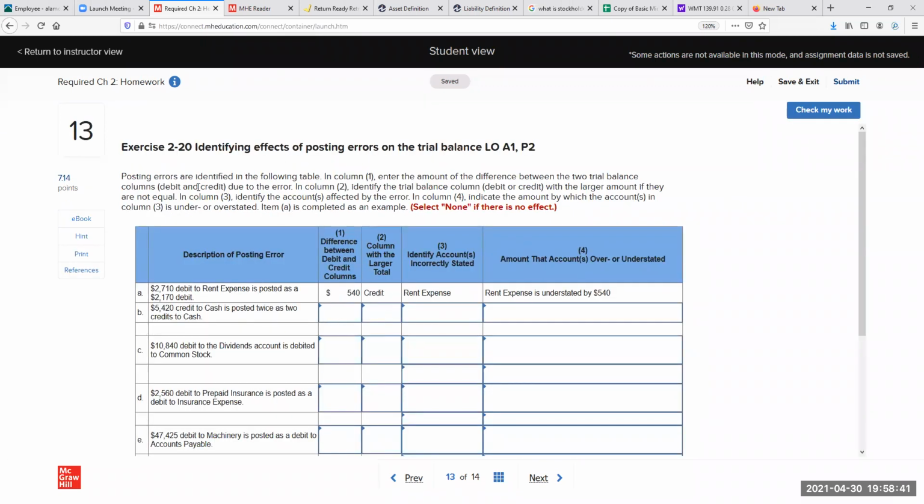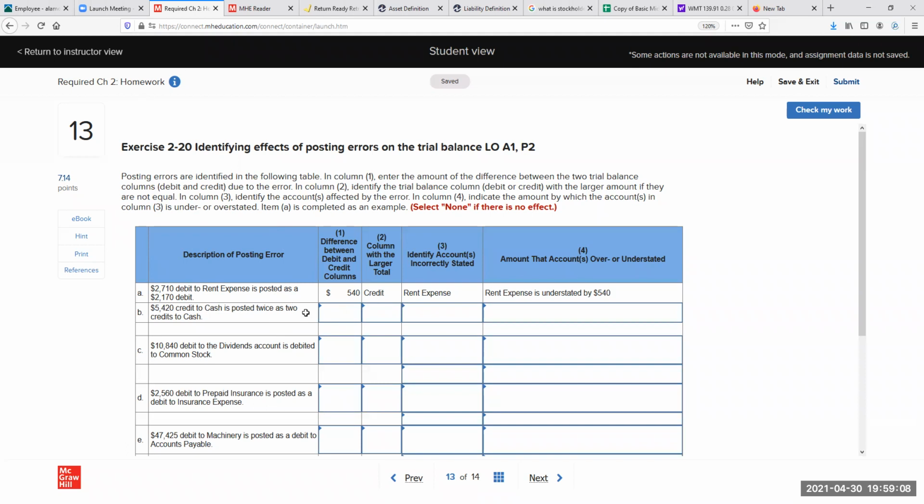All right, so let's see what it is. Posting errors are identified in the following table. In column 1, enter the amount of the difference between the 2 trial balance columns, debit and credit, due to the error. In column 2, identify the trial balance column, debit or credit, with the larger amount if they're not equal. All right, so let's try this. I'm not sure I understand column 1, but anyway.